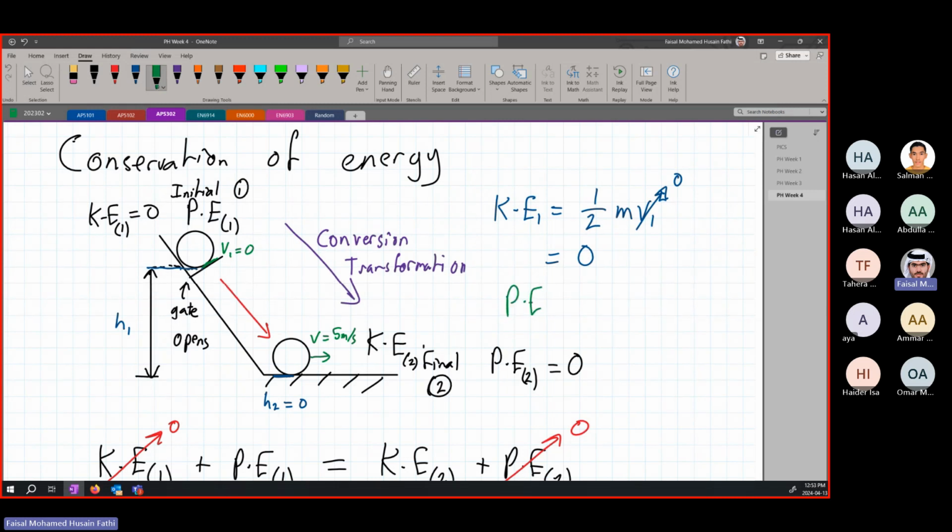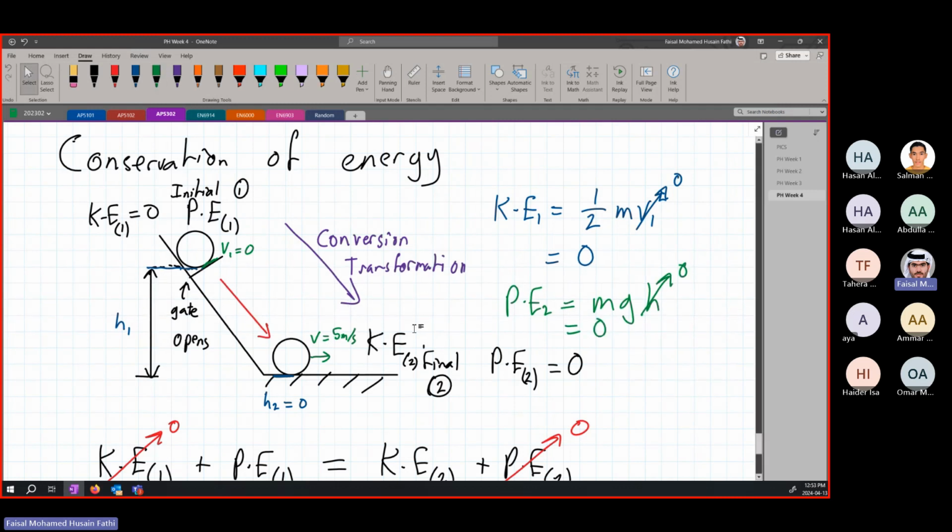Same thing with potential energy 2. It is equal to mgh. But since the height is equal to 0, the potential energy is going to be 0. Okay? This is the whole idea of conservation of energy, and this is the whole idea of how to apply your kinetic and potential energy formulas.